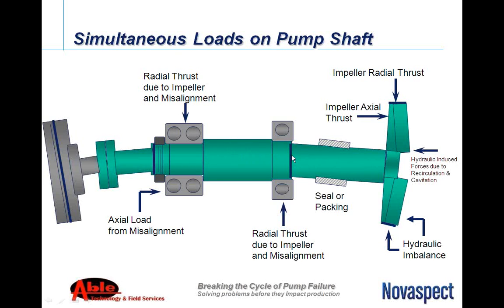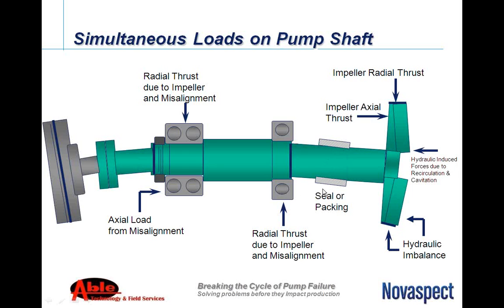Now this poor little pump shaft has got a lot of work ahead of it when it starts going into these points beyond BEP. As you can see, up here on the upper right, you've got an impeller radial thrust being applied. At the same time, that impeller has an axial thrust. You have hydraulic-induced forces acting in another direction, and you actually have a hydraulic imbalance coming off the ends, or the tips, of these impellers.